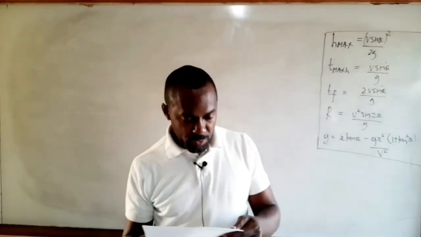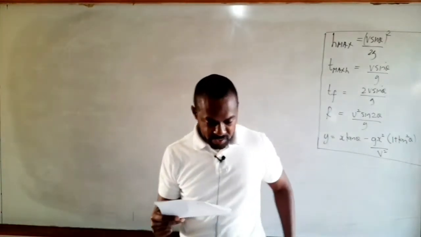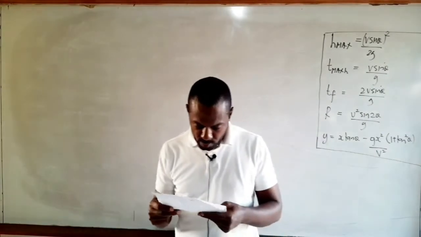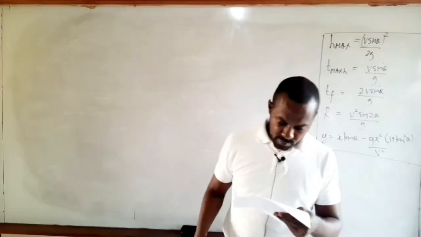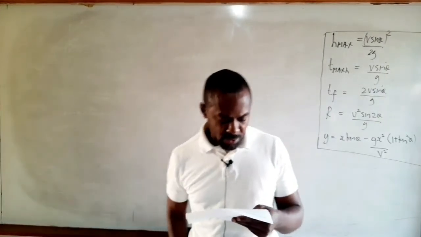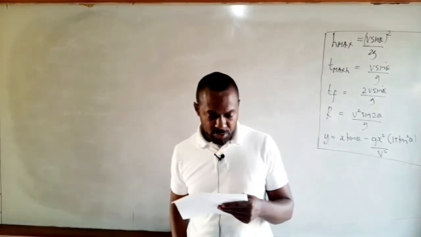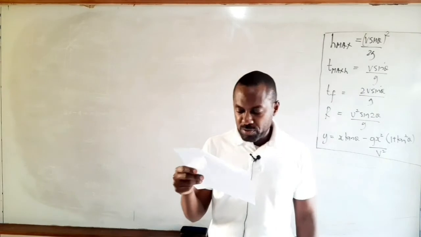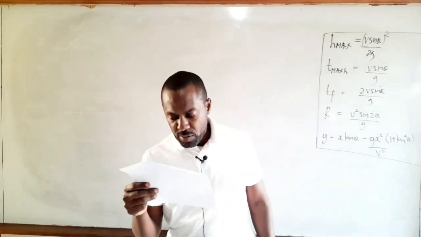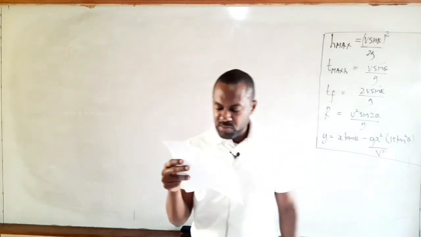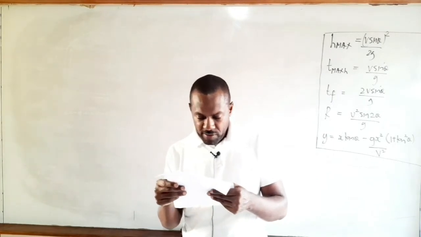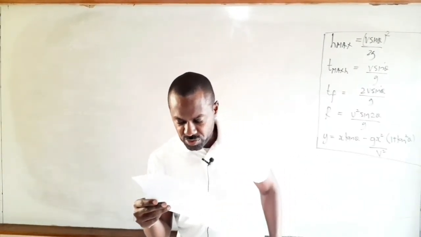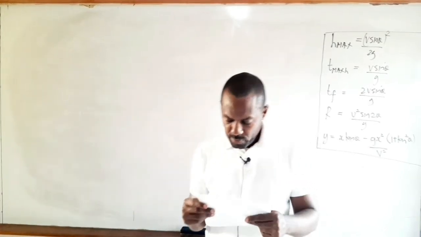All right, so we'll next look at question 7 from our worksheet on projectile motion. Question 7 says a particle is projected from a point which is 2 meters above ground with a velocity of 40 meters per second at an angle of 45 degrees to the horizontal. Find its horizontal distance from the point of projection when it hits the ground.